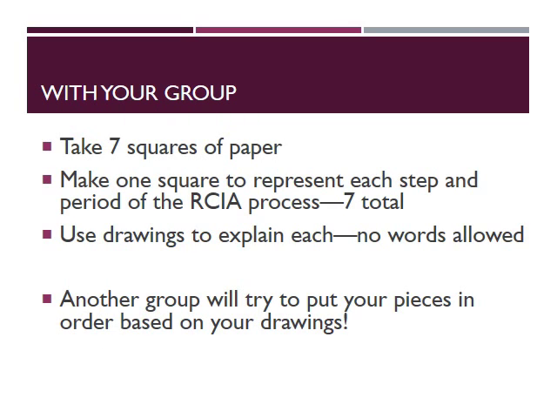So as we think about RCIA today, what you are going to do is, in a minute, you are going to get into a group of three or so, depending on how many people are there today. And you're going to take 7 squares of paper from your sub. And on each square, you're going to draw a picture that represents a step in the RCIA process. So there's 7 steps in the process, which will be up on the board in a minute. And you're going to draw a square that explains each one.